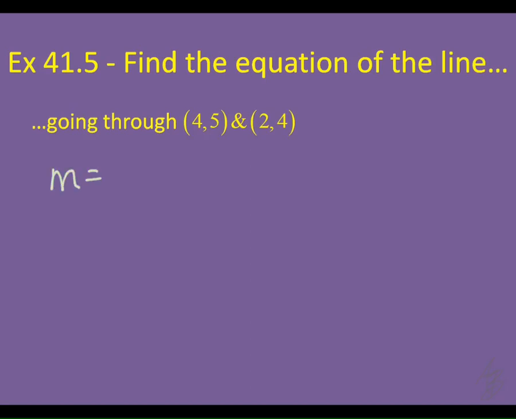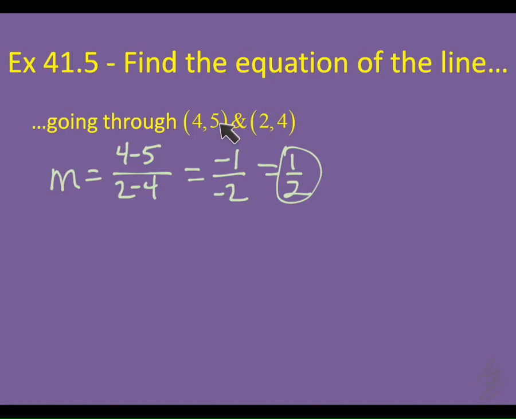We just had the slope equation. What is y2 minus y1? 4 minus 5. x2 minus x1 is 2 minus 4. 4 minus 5 is? 2 minus 4 is? So we get negative 1 over negative 2, or we could just say 1 half. That would be much more appropriate. So there's your slope.